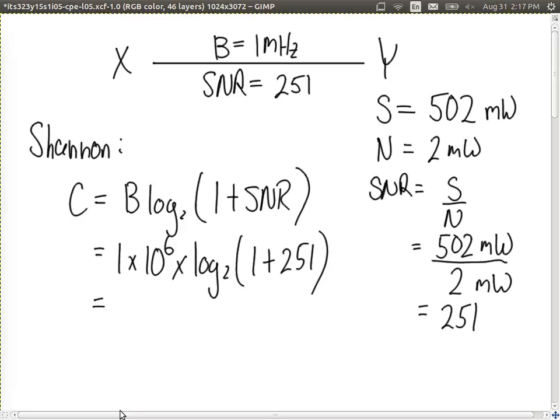Remember your powers of 2. 2 to the power of 8 is 256. 256 and 252 are very similar. So log base 2 of 252 is about 8, slightly less. So we get 8 times 1 million, approximately 8 megabits per second. Note that the bandwidth is in hertz, or megahertz in this case. The capacity or data rate is in bits per second, megabits per second.